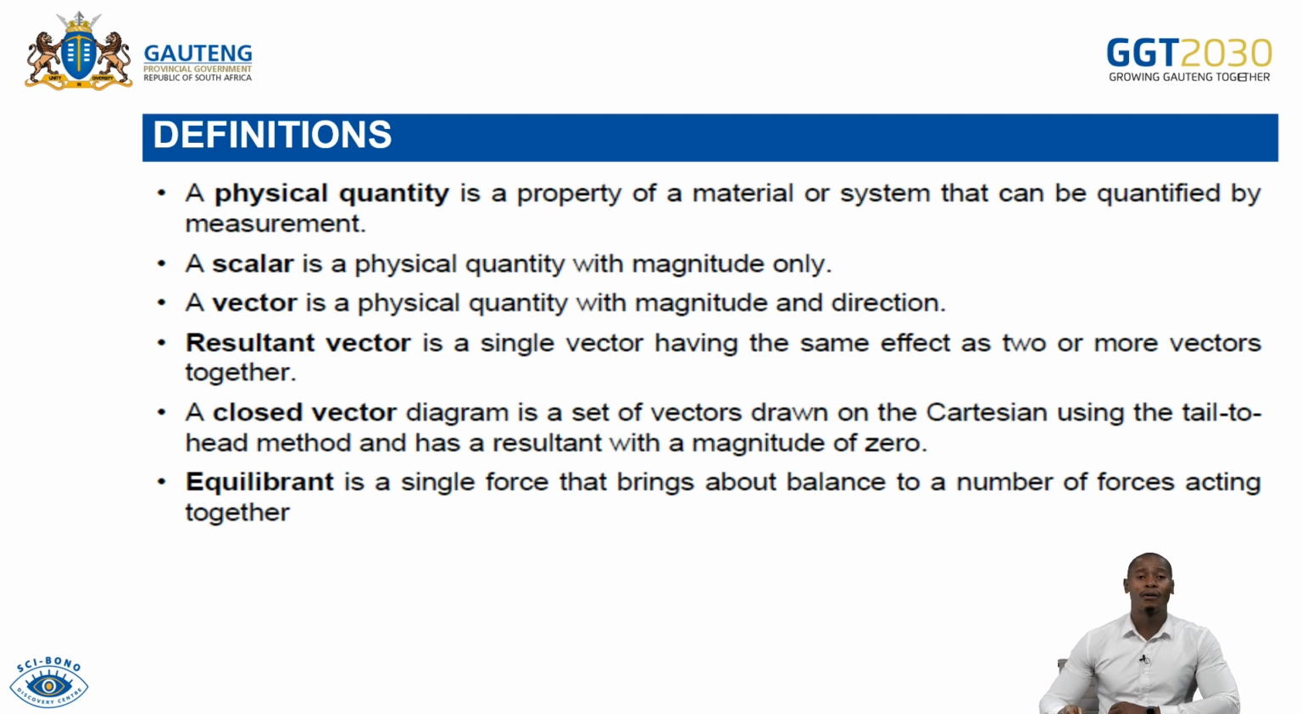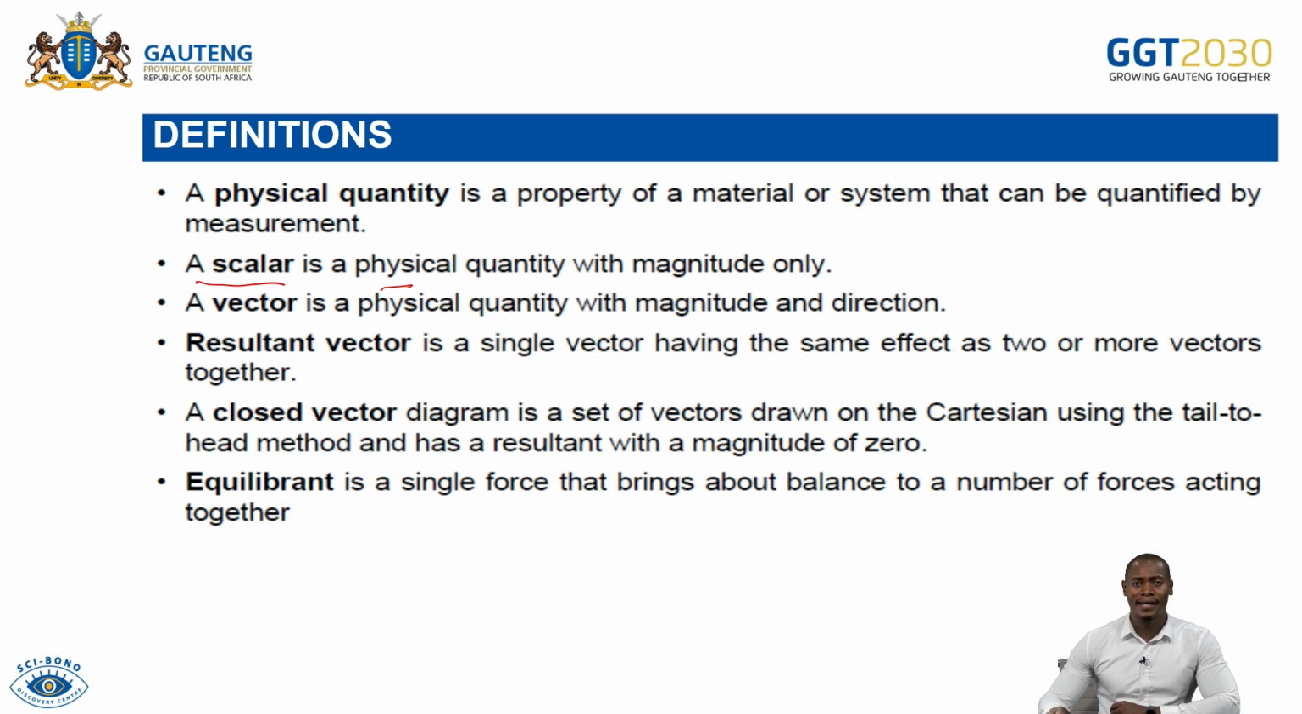So 1, a physical quantity, which is what you did in grade 10. A physical quantity is a property of a material or a system that can be quantified by measurement. So anything that can be measured is a physical quantity. For example, when you talk of scalars and vectors, those are physical quantities because they can be measured, right? So a scalar, we define a scalar as a physical quantity with magnitude only.